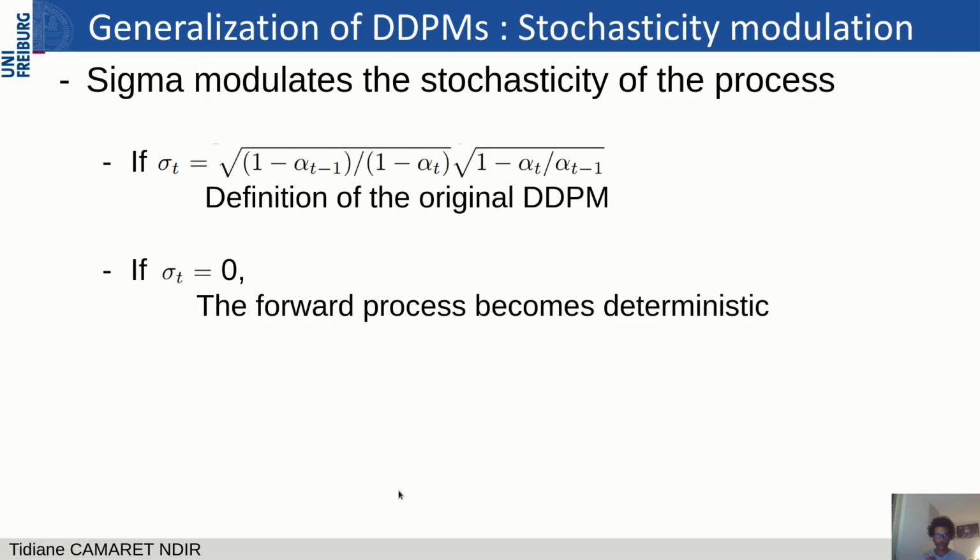So the question is, why did we define this new specific family? First, you can verify that the original DDPM process is actually part of this family. In fact, if you set the vector sigma to this specific value, you get back to the original DDPM process that we talked about earlier. But if you set sigma equals 0 everywhere, the forward process becomes deterministic, so it's no longer a diffusion. And the reverse process also becomes deterministic, so the same noise xt always leads to the same image x0.